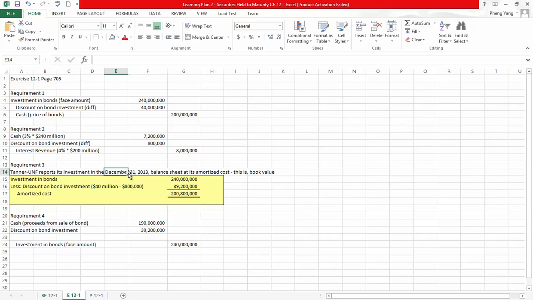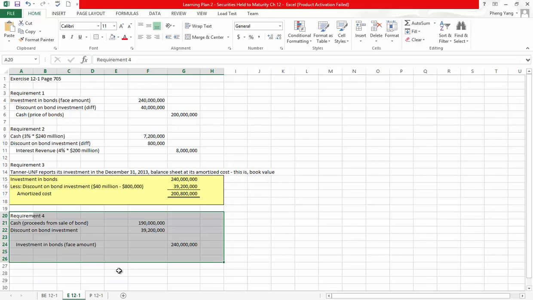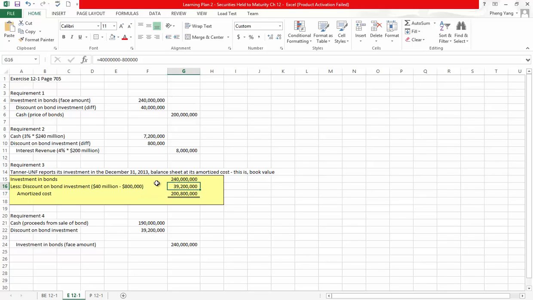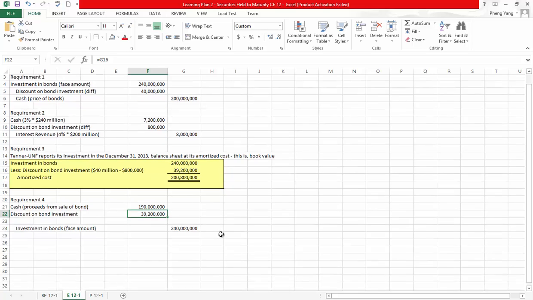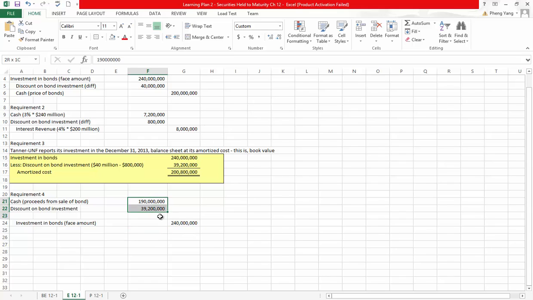Because if this requirement was for a later date, later than January, this might change. Let's say we did it in February, it will change, but because it's in January, right after December 31st, it will be the 39,200,000. So from all of these amounts here, we can determine if we had a gain or a loss from these three different amounts.